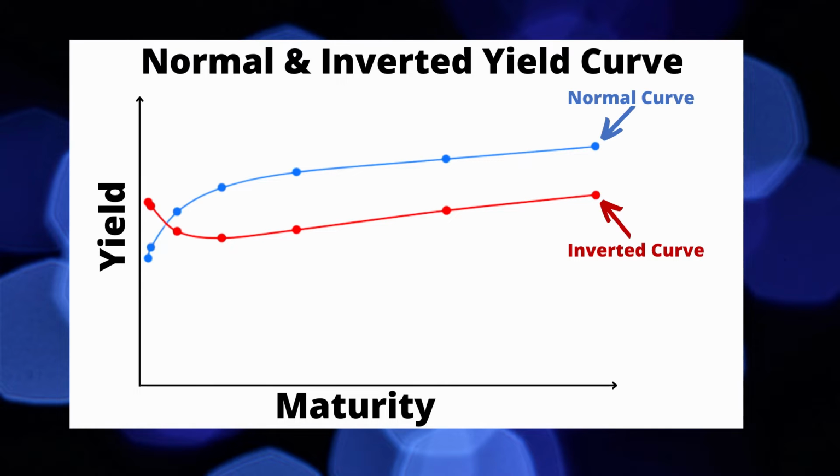Now look at the red line. The red line is inverted. It's actually cheaper to borrow money for a longer period of time than a shorter period. This gives us some interesting insight into what could lie ahead.